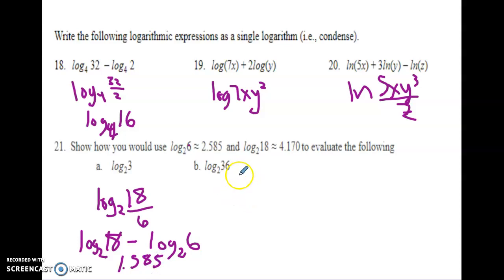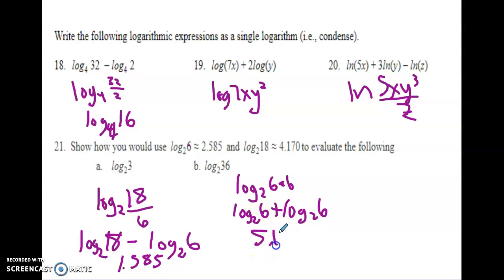Part B, log base 2 of 36. Well, to get that in terms of log base 2 of 6 or log base 2 of 18, I just noticed that if you did 6 times 6, that would be 36. So where that's a multiplication, I would then break that apart using the properties of logs. Log base 2 of 6 plus log base 2 of 6. So what I'm doing is taking 2.585, adding it to 2.585, and my answer is 5.170.